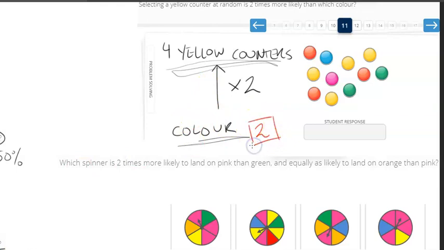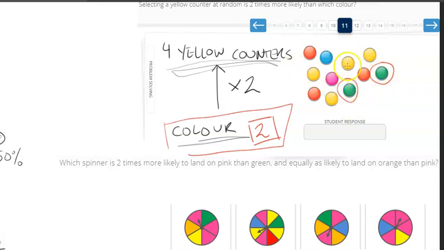Because if I select a certain color, there's 2 of them, selecting a yellow color at random is 2 times more likely than that color because there's 4 of them. This color can't be 3, because if it was 3, then there would have to be 6 yellow counters, but that's not the case. All right. So we're looking for a color where there's only 2 counters to choose from. And in this case, it's green.